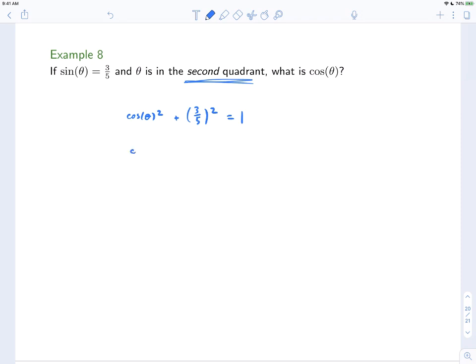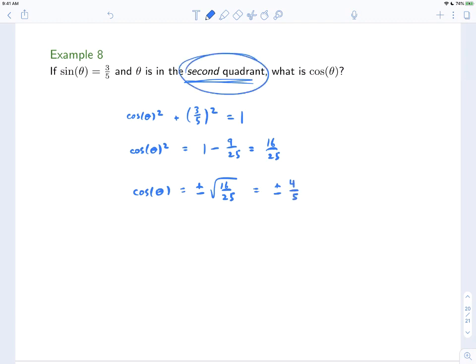So once again, we still know that cosine of theta squared is equal to 1 minus 9 over 25, which is equal to 16 over 25. So cosine of theta is equal to plus or minus the square root of 16 over 25, which is plus or minus 4 over 5. This is the same as before.